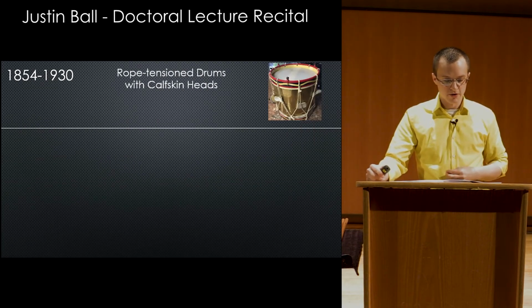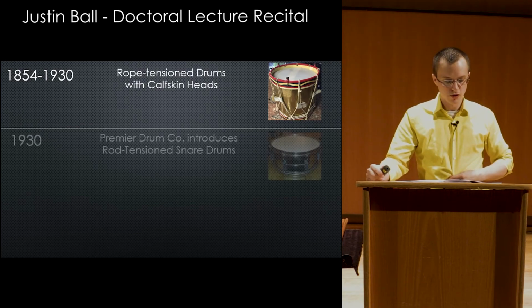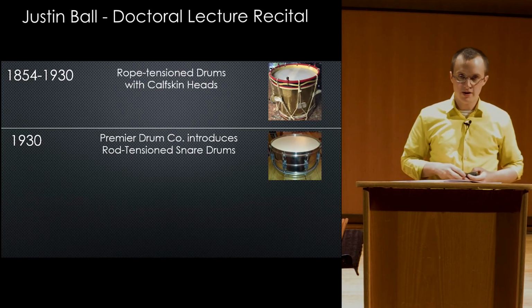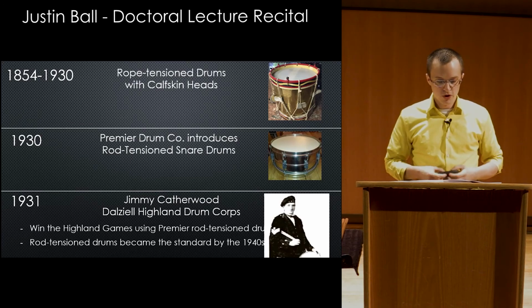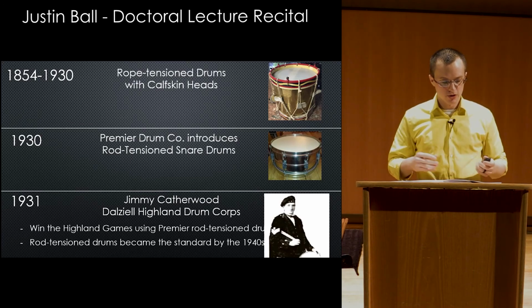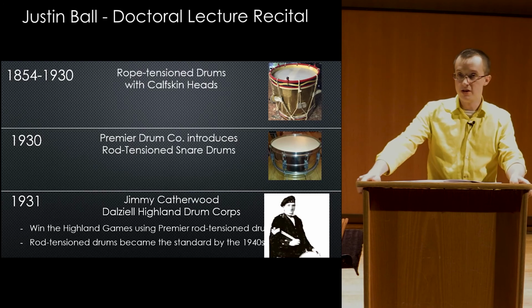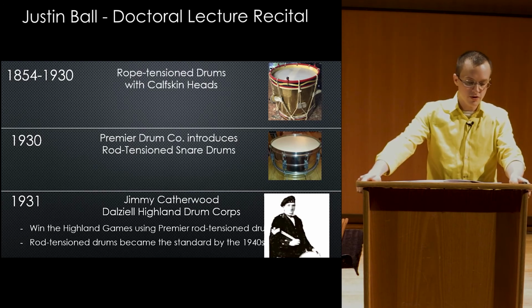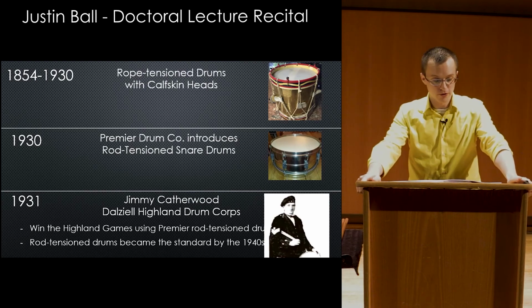Until the 1930s, rope tension drums and calfskin drumheads were the standard. In 1930, Premier Drum Company introduced the first rod tension drum to Scotland. When drum major Jimmy Catherwood in the Dalziel Highland Drum Corps showed up wielding these new drums at the World Pipe Band Championships in 1931, at first they were made fun of for their, quote, biscuit tins. However, after winning the championship, others followed suit, and rod tension drums became the standard by the 1940s.